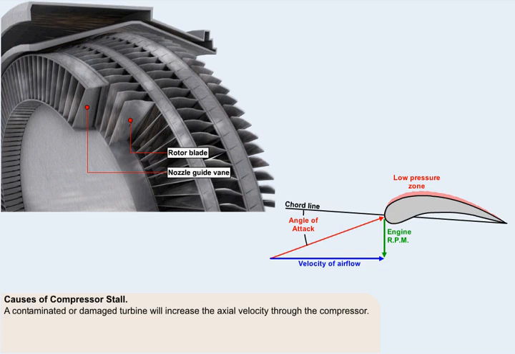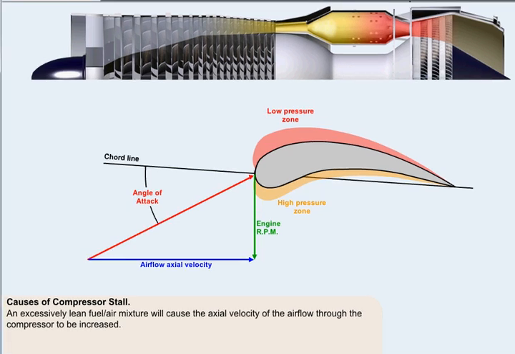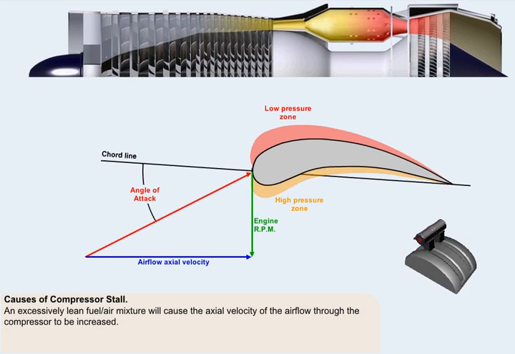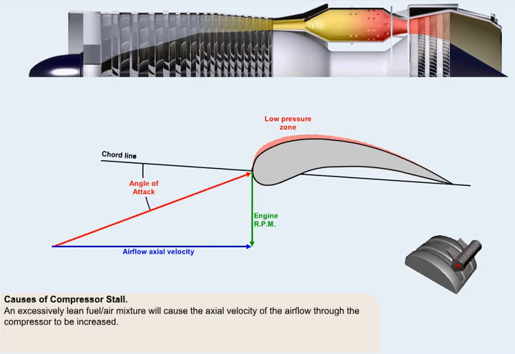A contaminated or damaged turbine will not be capable of generating the power required to drive the compressor at the correct speed. This will make the compressor incapable of generating a sufficiently high compression ratio, which in turn will mean that the axial velocity through the compressor will increase. Excessively lean fuel-air mixture, which could be caused by abrupt throttle retardation. This will cause the axial velocity of the airflow through the compressor to be increased by the decreasing combustion chamber back pressure.